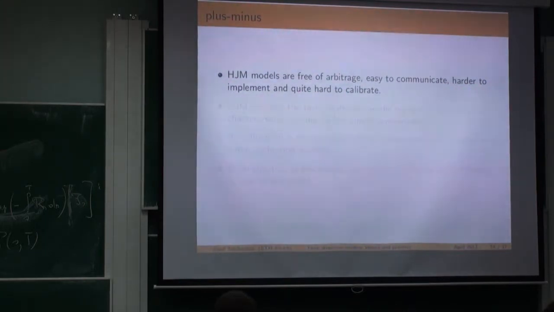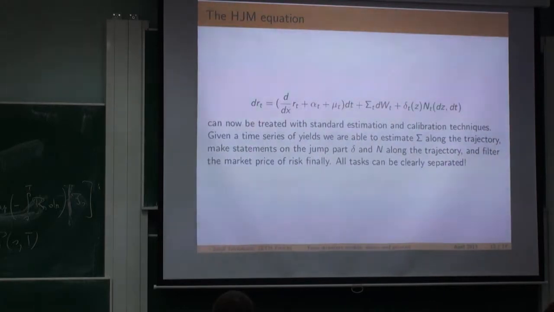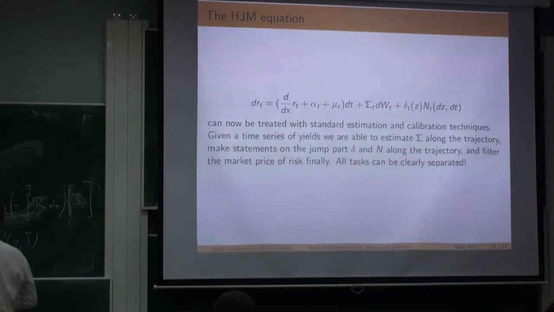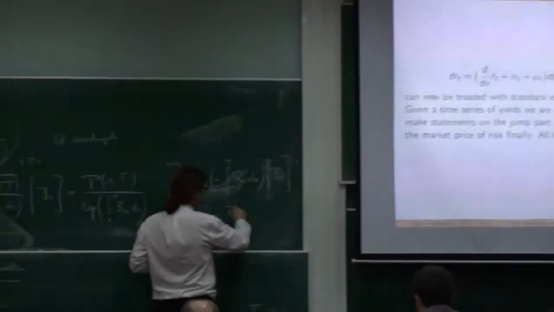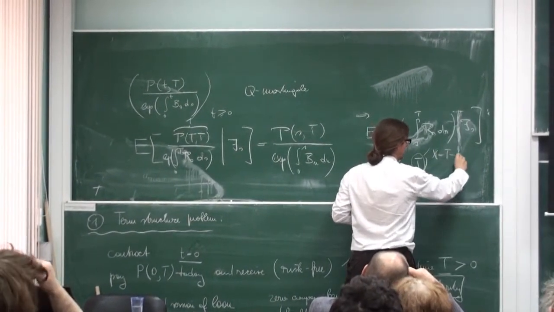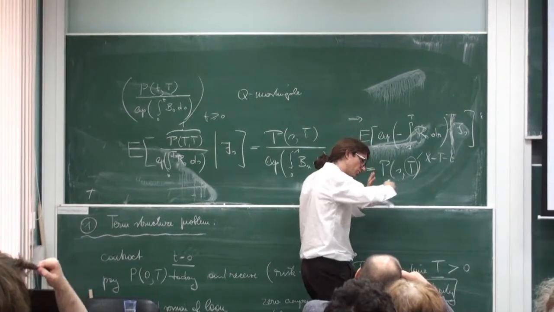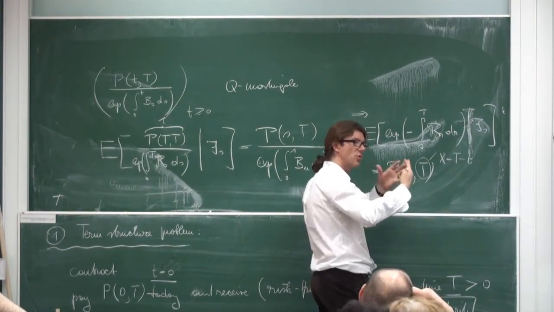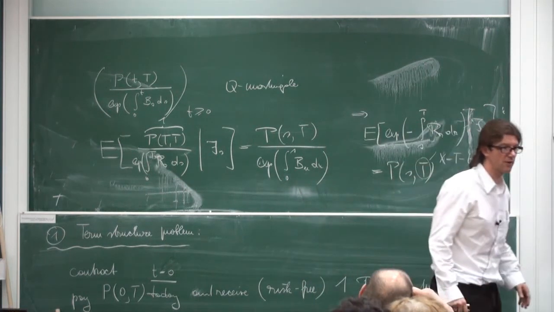Say it again. Very good point, thank you. Usually the stochastic differential equation is written not with respect to t, but with respect to x, and x is capital T minus little t. This is not the maturity, fixed calendar date, but the time to maturity. This is a more natural way of parameterizing the problem.